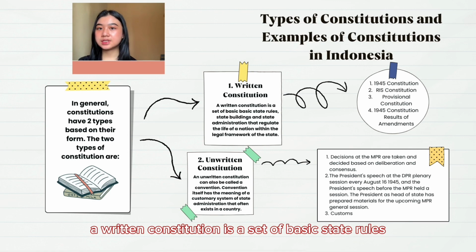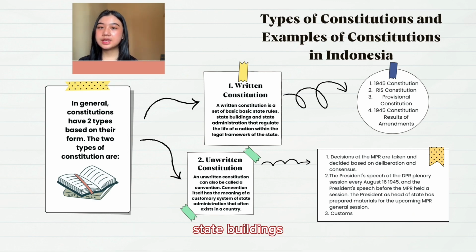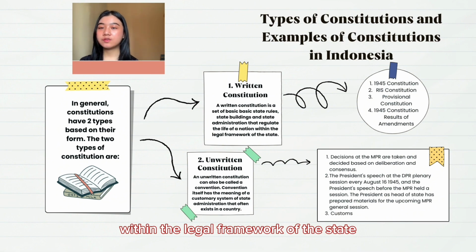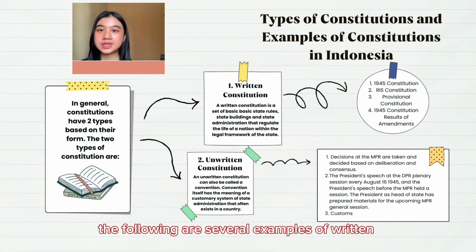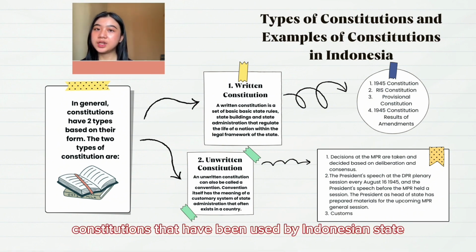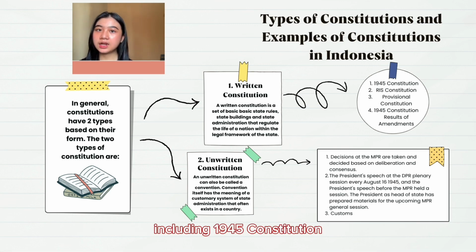A written constitution is a set of basic state rules, state buildings, and state administration that regulate the life of a nation within the legal framework of the state. The following are several examples of written constitutions that have been used by the Indonesian state, including the 1945 Constitution, the RIS Constitution, the Provisional Constitution, and the 1945 Constitution results of amendments.